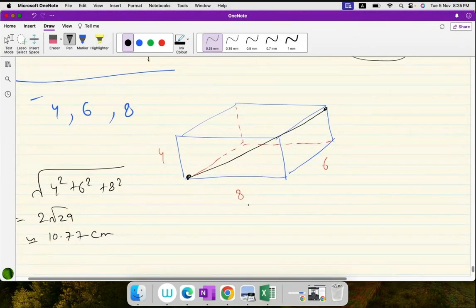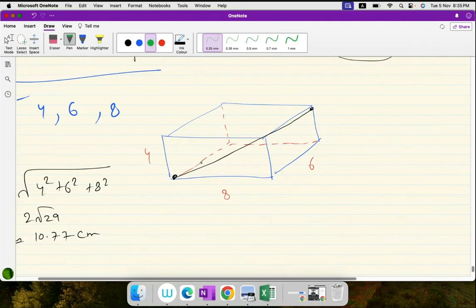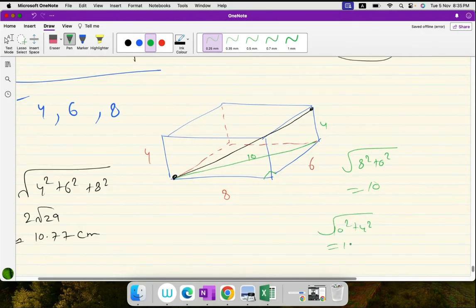Now see if we do them individually. Let's say I have this side 8 and 6, and we apply Pythagoras theorem to this green line. That is the square root of 8 square plus 6 square, giving me 10. Now this is 10 and this height is 4. For that black line, we find the square root of 10 square plus 4 square. That's 100 plus 16, square root 116, which is again 2 square root 29, exactly the same.